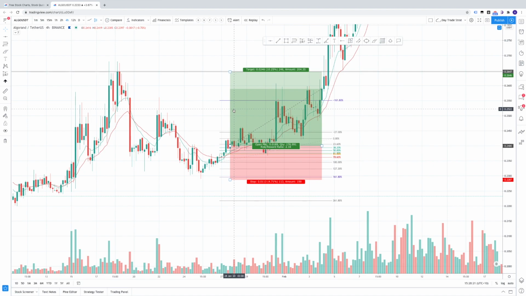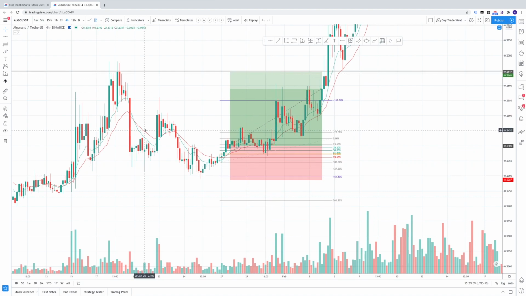So this trade ends up being a risk to reward of 2.18 to 1. That's a pretty good risk to reward. So this is a trade that I would take. Okay, so now at this point, I have worked out my entry, worked out my stop and my take profit.